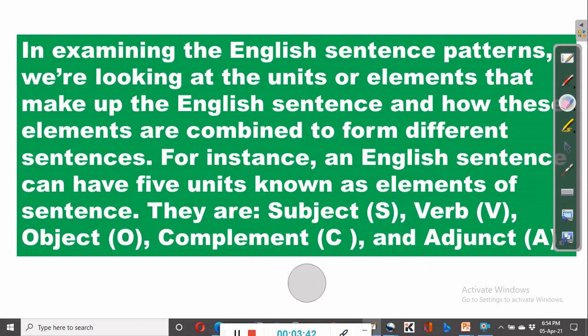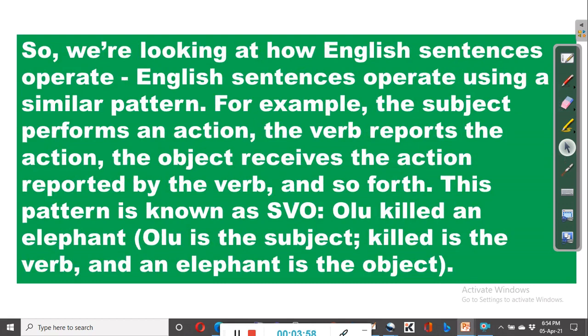And we shall be looking at these elements of the sentence and how they are used to look at the different sentence patterns in English. So we are looking at how English sentences operate. English sentences operate using a similar pattern. You know, pattern is the repeated or regular way in which something happens or is done. So we are looking at the regular way in which English sentences are structured. For example, the subject performs an action, the verb reports the action, the object receives the action reported by the verb, and so on.